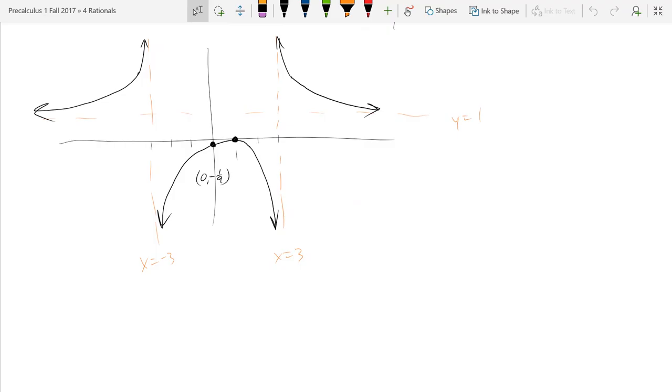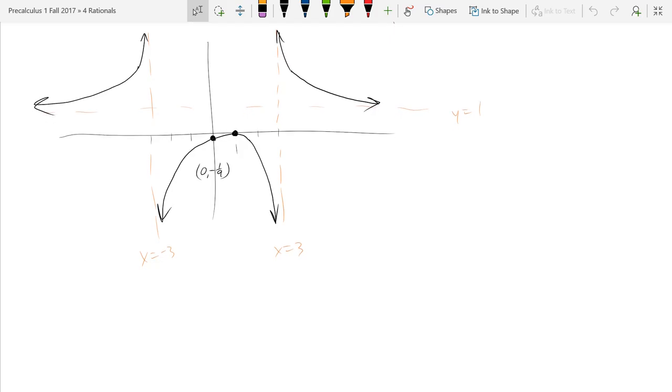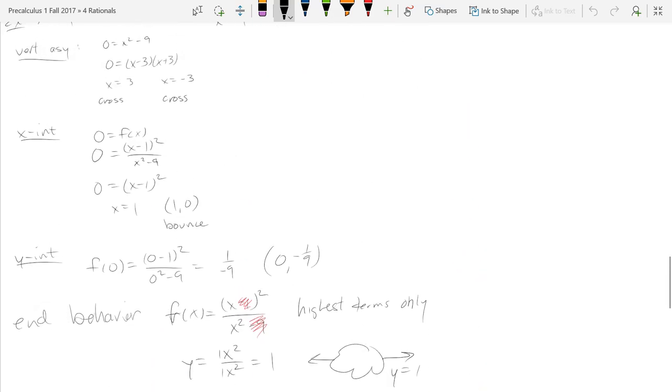All right, so we just graphed, I think it's our first or second rational function, I think it's our second rational function. Let's look at an inequality question. So this will be a continuation from this problem.